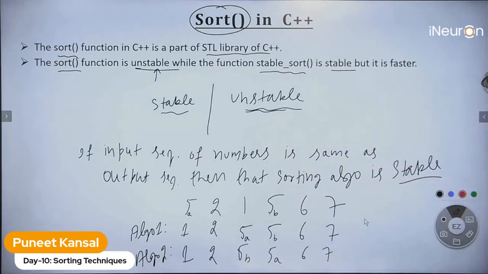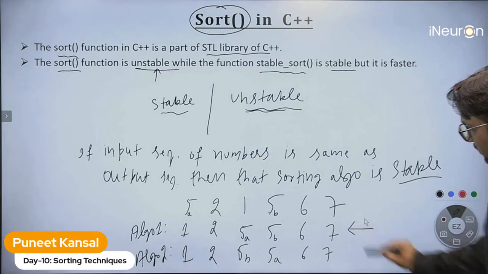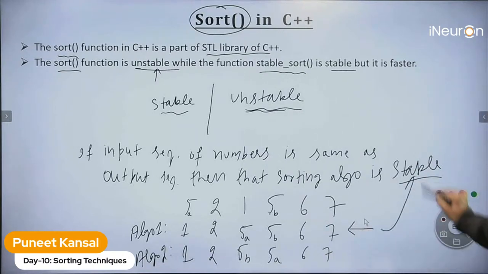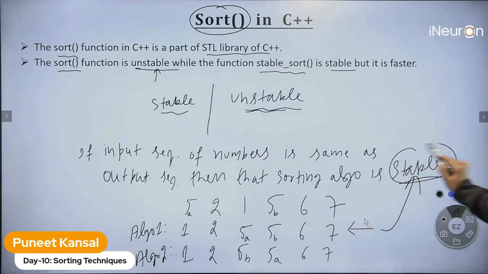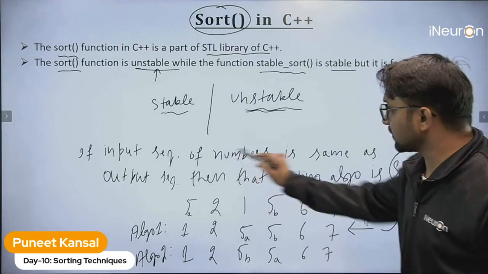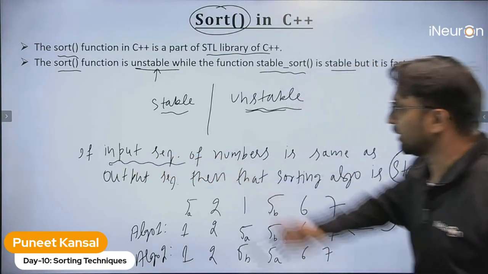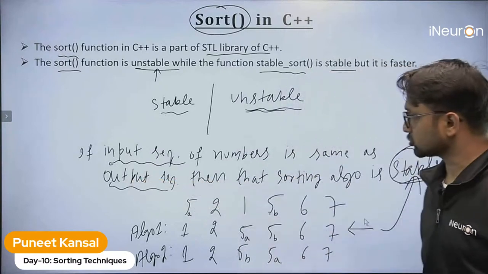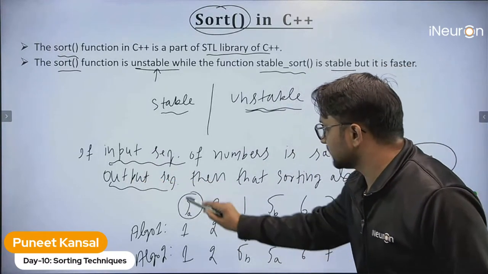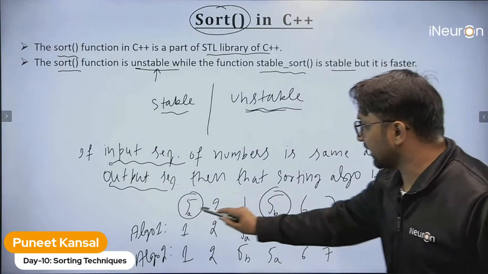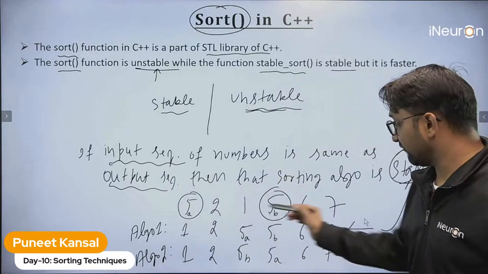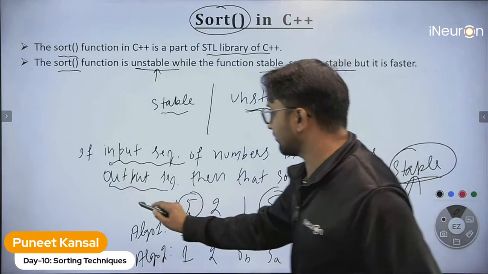So this algorithm one is a stable sort. What do you mean by stable sort? The sequence in which you give the input, the output sequence is also the same. So 5a comes earlier than 5b in our input, and this is our input.